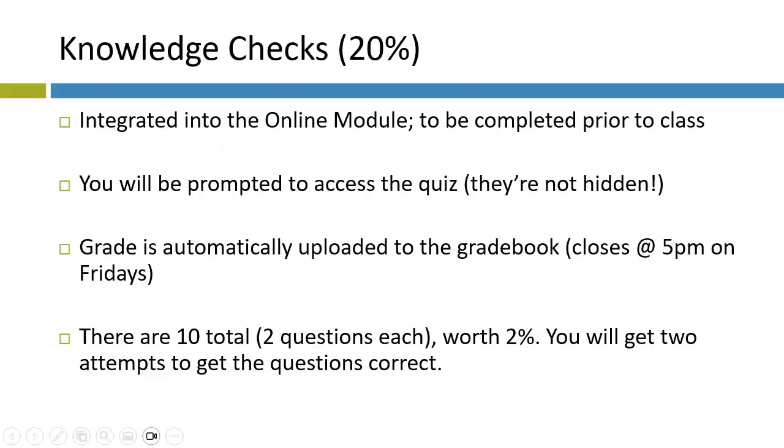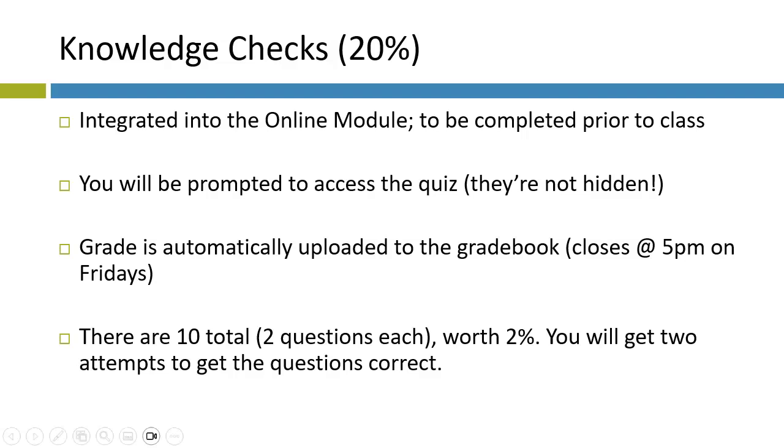Just a little bit more about the knowledge checks. These add up. There's a total of 10 of them. They're each worth 2%. The knowledge checks are not hidden in the online module. You will be prompted to access each one. And as soon as you complete each knowledge check, the grade is automatically uploaded to the gradebook. And the last thing about the knowledge checks is that you'll get 2 tries to get the questions correct in the knowledge check.